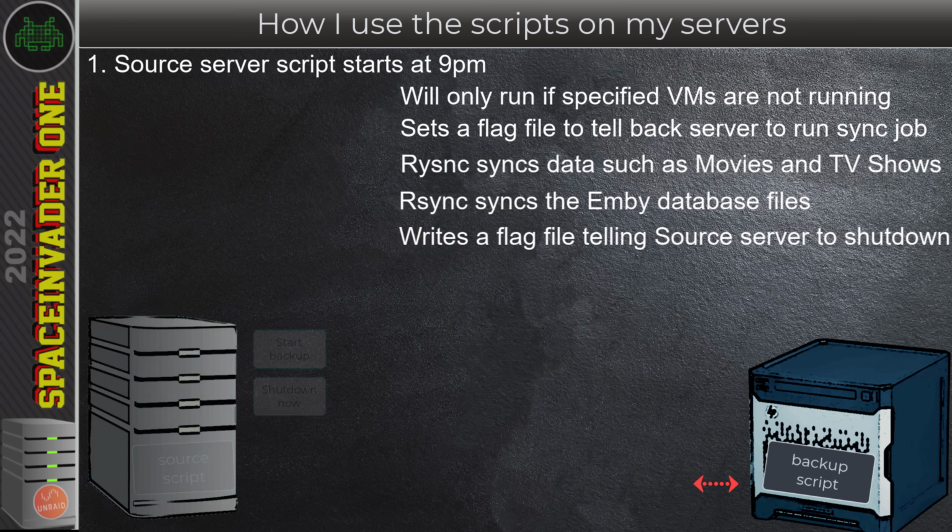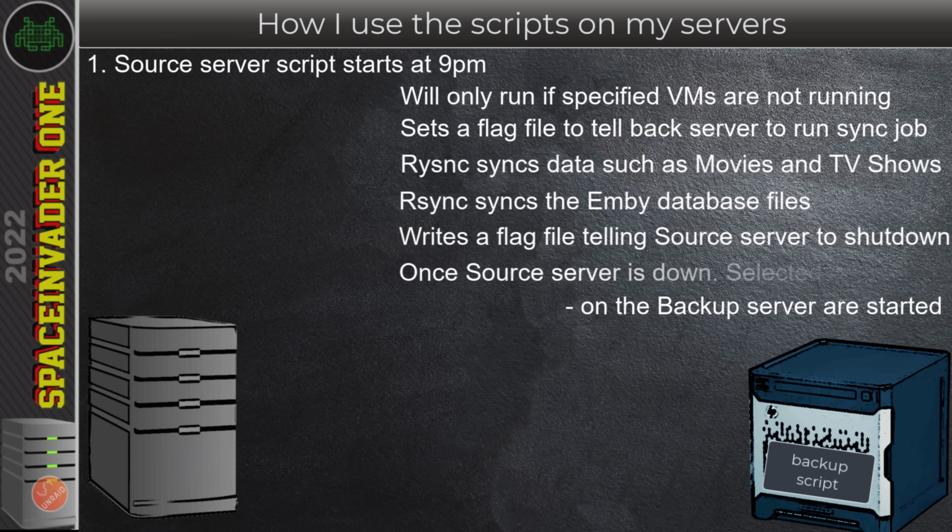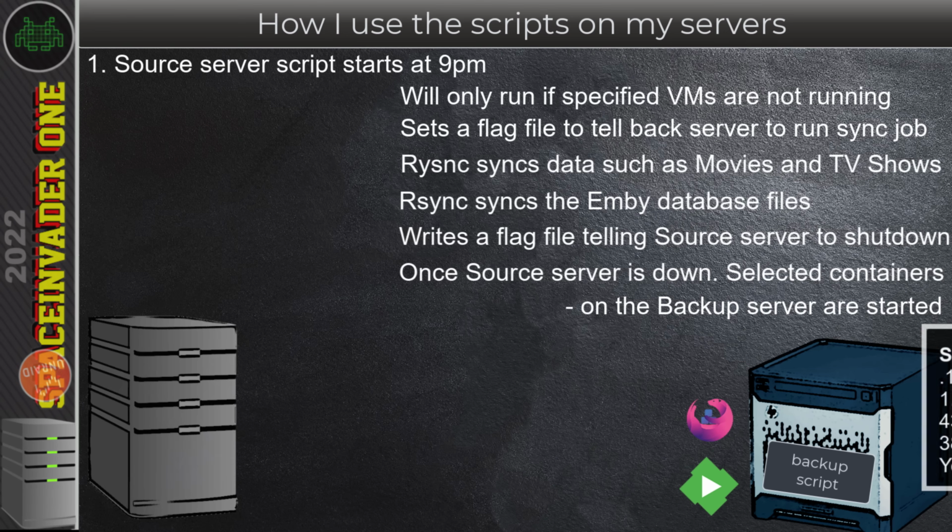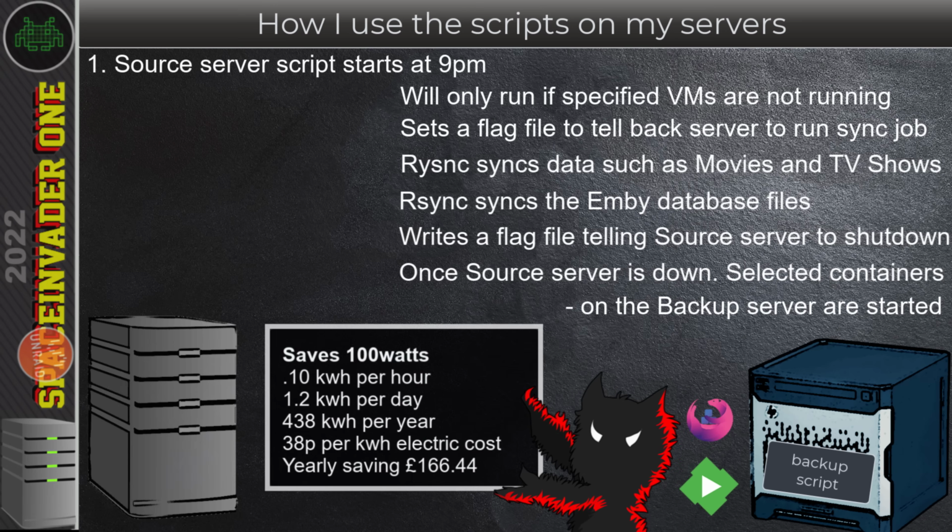The backup server will check and see when the source server shut down, and after it has, it will automatically start the Emby container and any other containers that I want starting as well. So now the data and the media have automatically been backed up, and the Emby data, such as watch history, etc., has also been synced too. So the Emby duties are now being done by the backup server, and this server is using only about 40 watts, so for 12 hours a day, it's saving about 100 watts an hour.